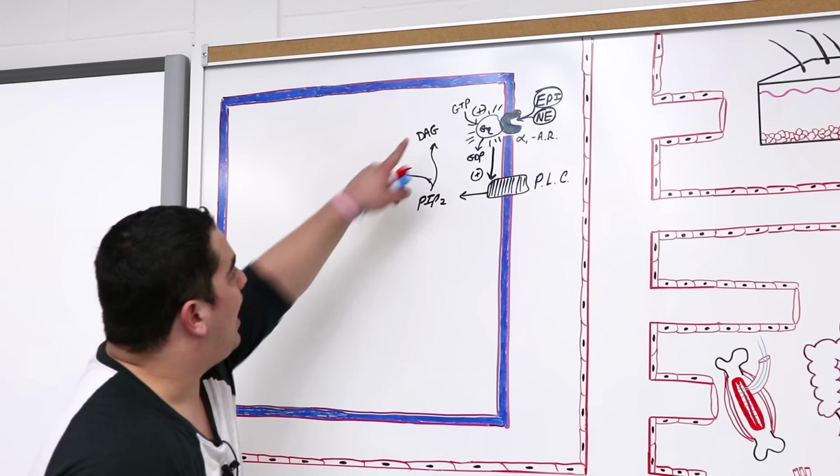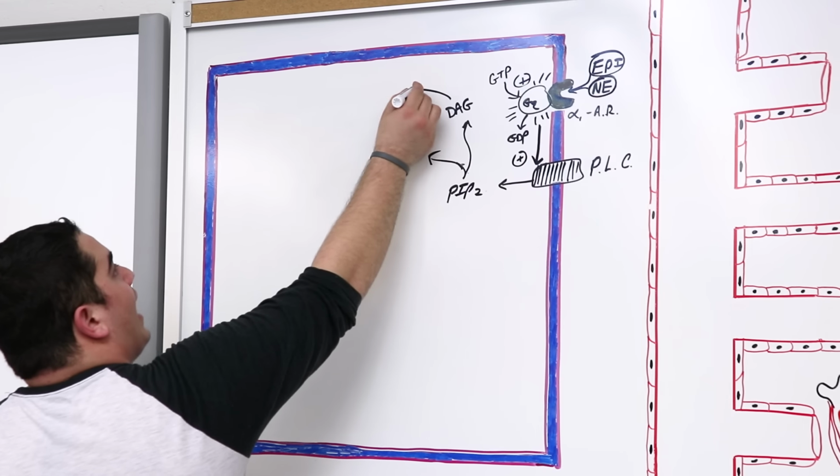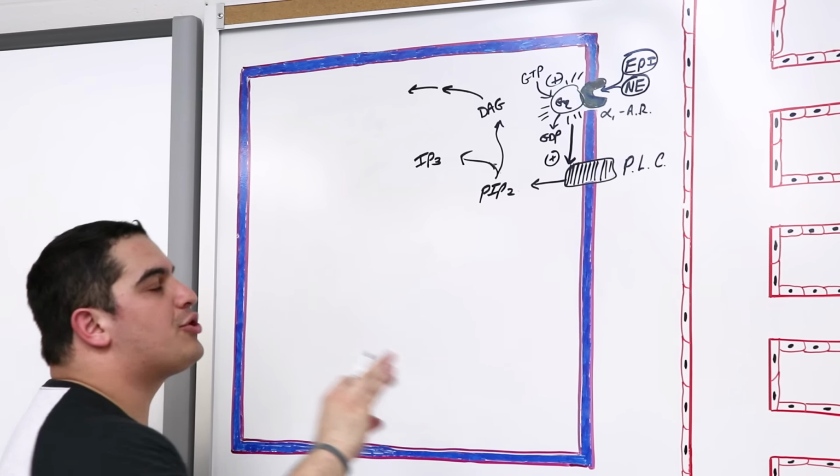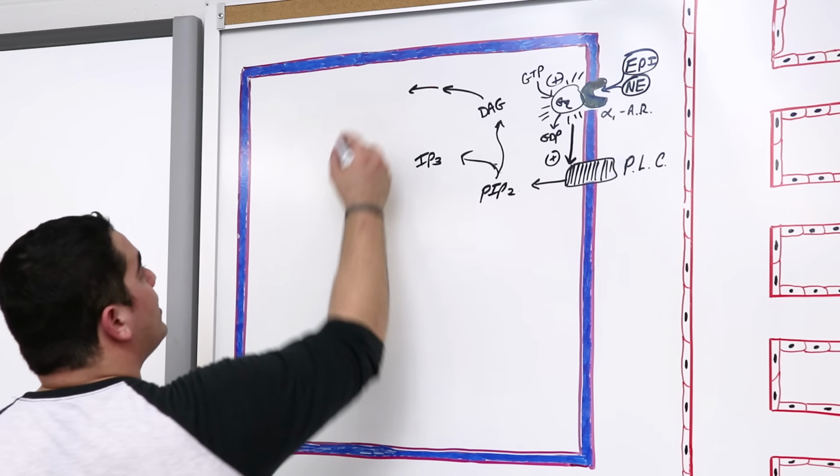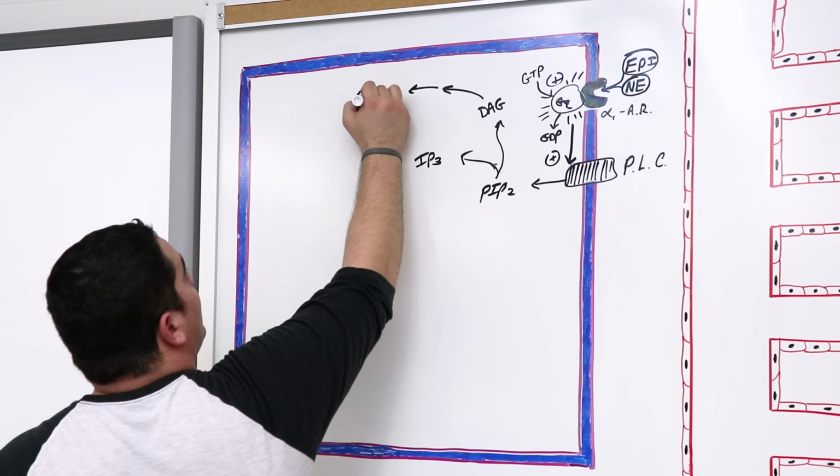Now, diacylglycerol goes and activates a special type of enzyme. We call this enzyme a protein kinase.